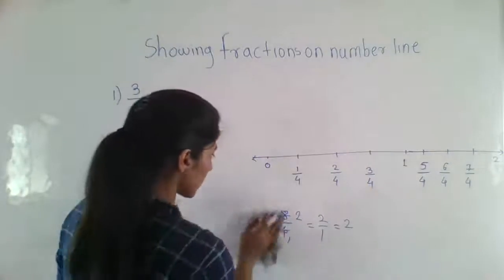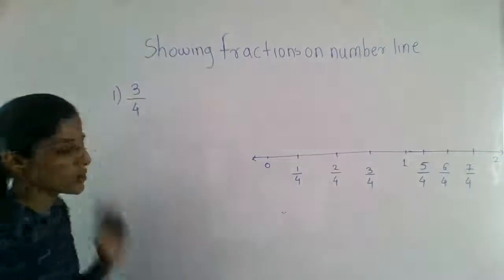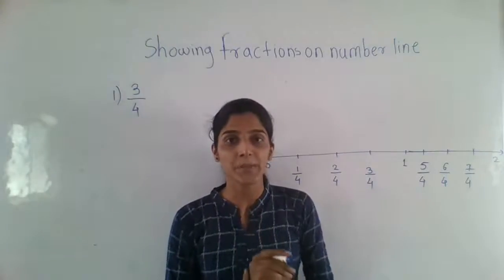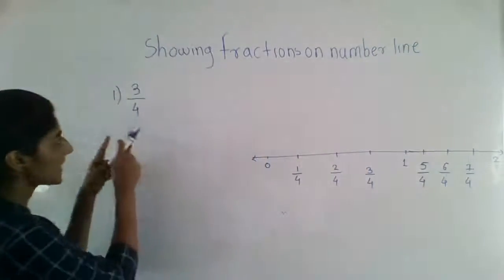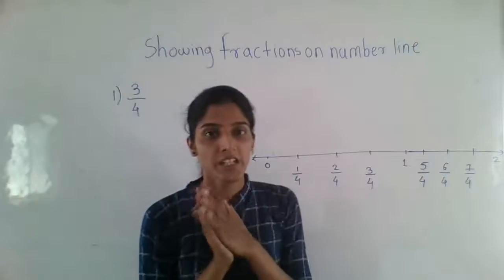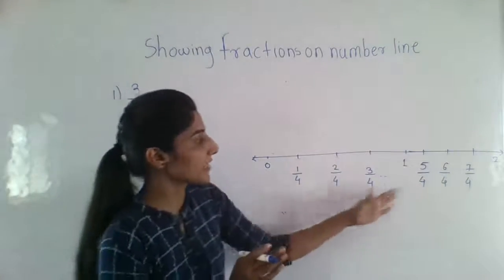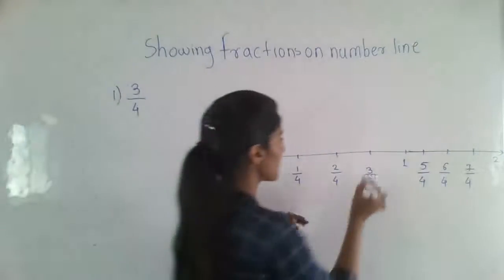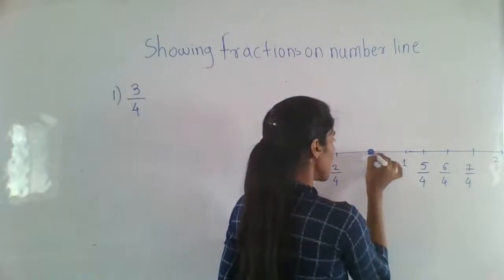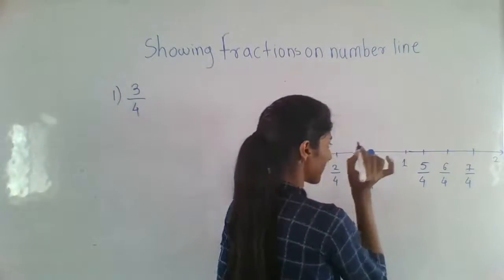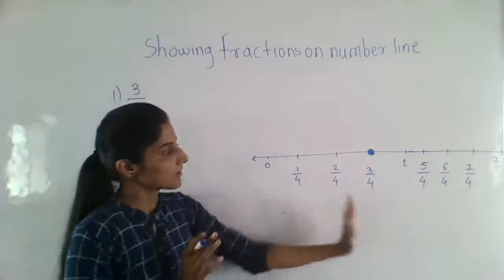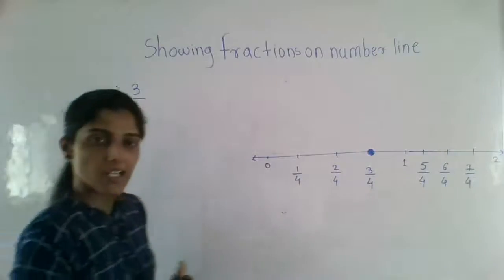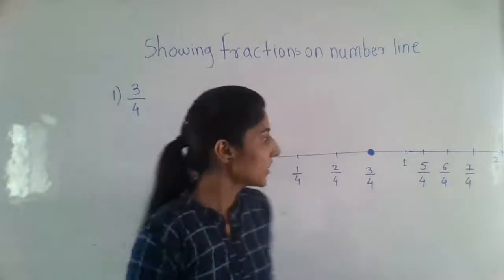Now, to show a fraction on the number line, divide each unit of the number line into parts as given by the denominator. So we can divide this into 4 parts. What is our number? That is 3 by 4. Like this you can represent a fraction on the number line.